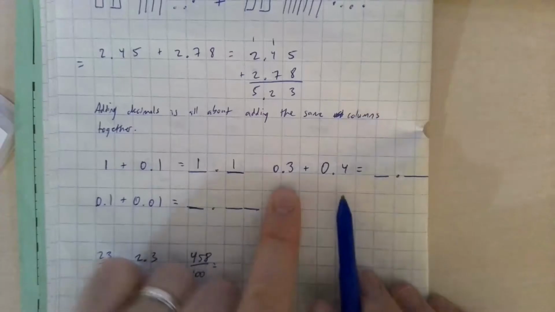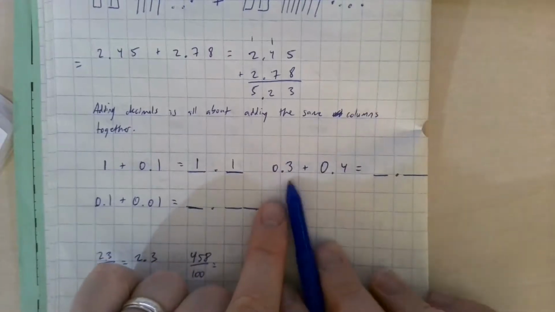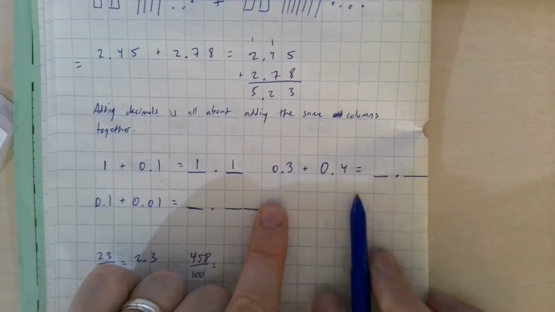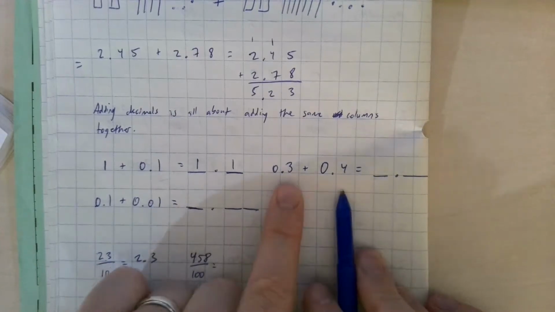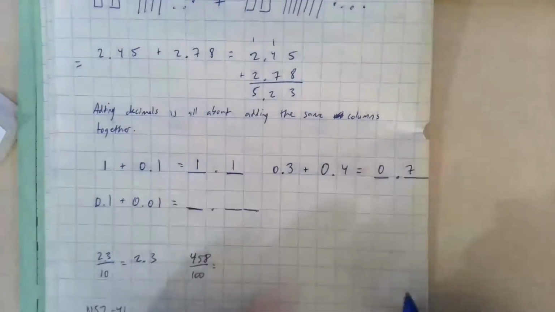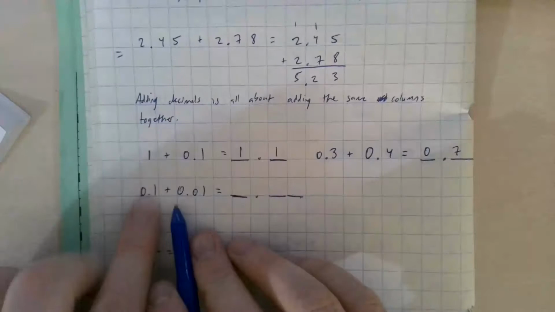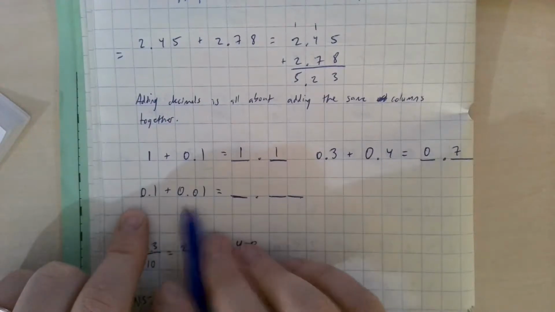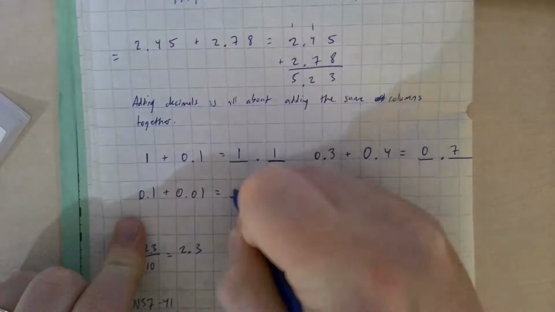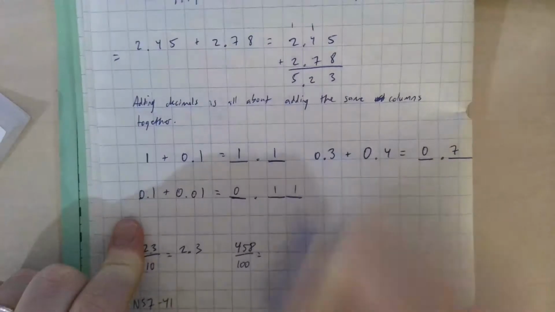Now this one, we have something slightly different. We have 0.3 and 0.4, or 3 tenths and 4 tenths. Those are both in the same column. Those are both tenths. So what I'm going to do is add them together, and I have 0.7. Okay, here again, we have a different example, 0.1 and 0.01. This is in my tenths, this is my hundredths. These don't really cross over with each other, so I'm just going to have 1, 1.